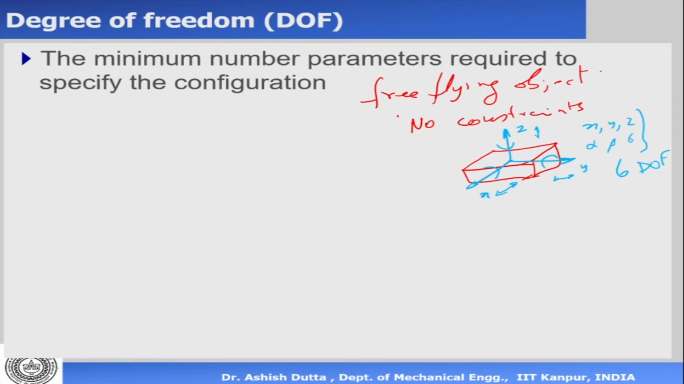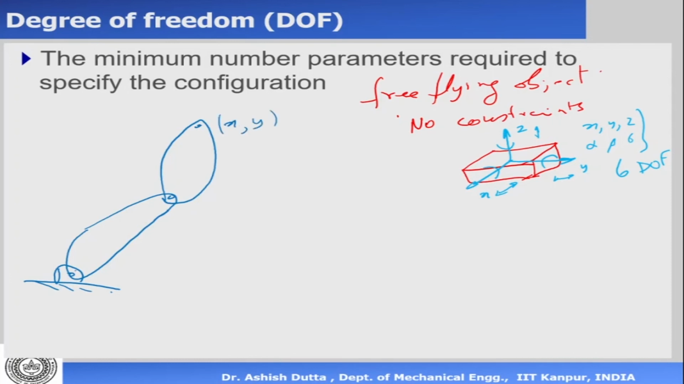So let's look at a robot like this. We have one link here and another link there, and this is my end effector, this point, which is my xy. It's in 2D. So this is my x and that's my y.